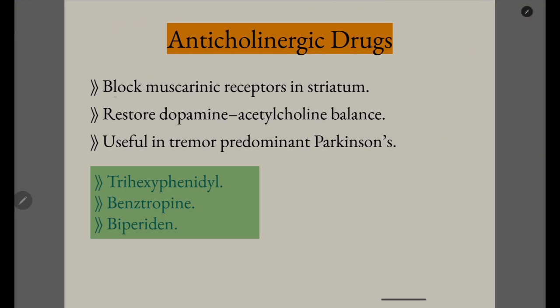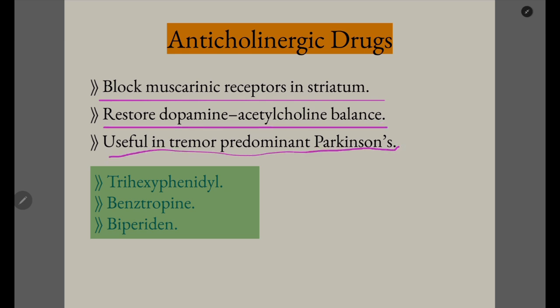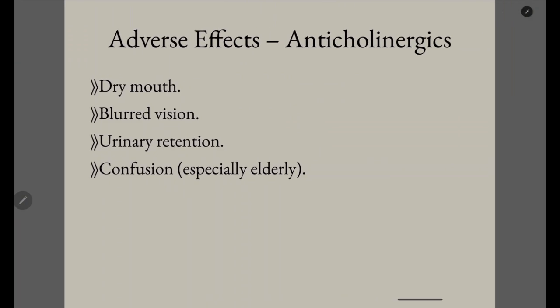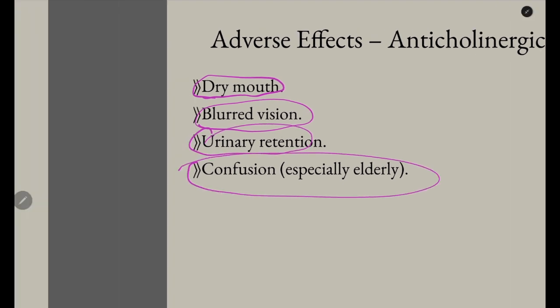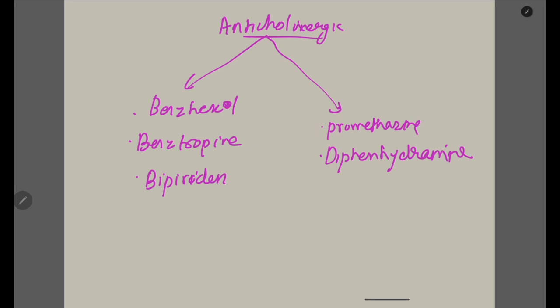So anticholinergics block muscarinic receptors in the striatum and restore the dopamine acetylcholine balance. So they are useful in tremor predominant Parkinsonism. Okay, I already told you that tremor in Parkinson's is due to a relative increase in acetylcholine level. So anticholinergics can be useful in tremor predominant Parkinson's. Some are trihexyphenidyl or benzhexol, then benztropine and biperiden. Then it can cause anticholinergic side effects like dry mouth, blurred vision, urinary retention, confusion. Okay, these are actually less because these are central anticholinergics.